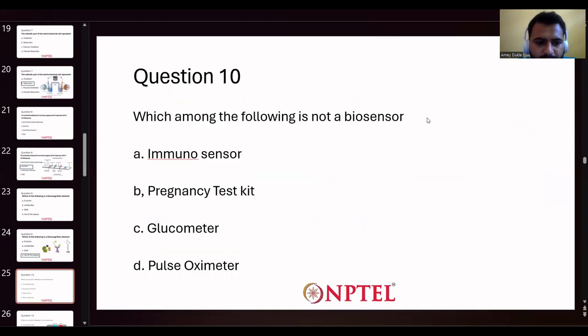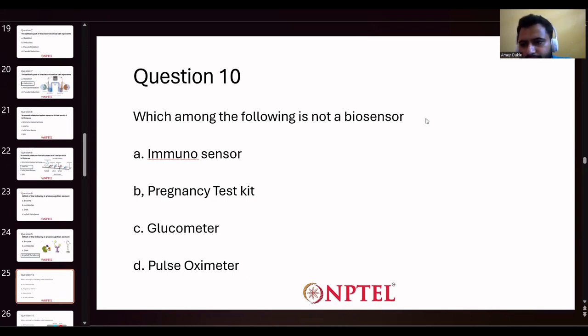So yeah, coming to the next question: which of the following is not a biosensor? The options are immunosensor, pregnancy test kit, glucometer, pulse oximeter. As we discussed before, the glucometer has a biorecognition element of glucose oxidase. First let me tell you what a biosensor is. A biosensor is basically anything that uses a biorecognition element. So coming to the glucometer, we have already discussed.